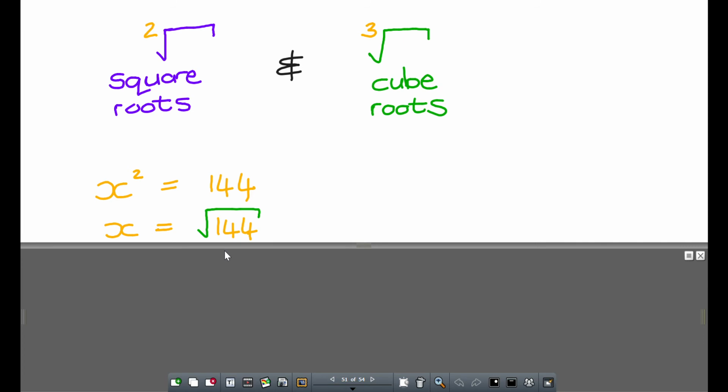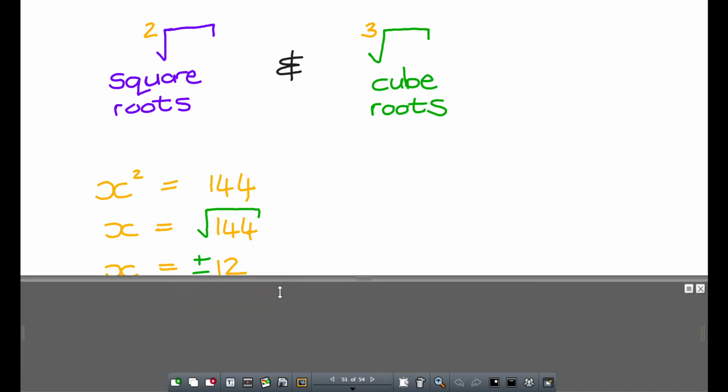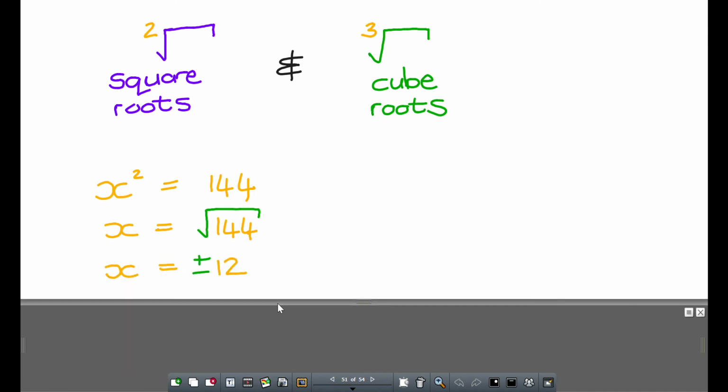Do you guys agree? Now who can give me that answer? Square root of 144 would be 12. Is that all? And that's where the trick comes in. It will be plus or minus 12.